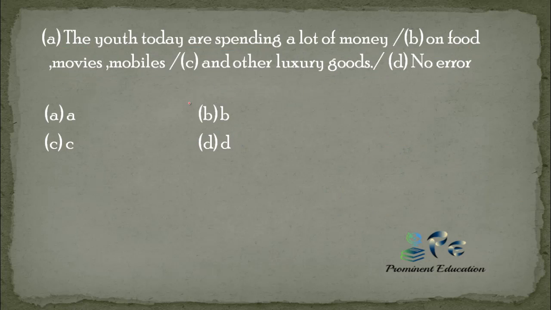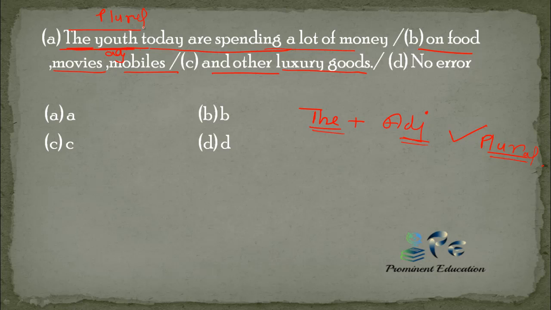Now moving on to the next question. The youth today are spending a lot of money on food, movies, mobiles and other luxury goods. Now let me tell you a rule. Whenever you have the plus adjective form, it is always plural and gets a plural verb. So here you can see "the youth", the plus youth is adjective here, so this is plural and gets a plural verb. So the subject of your statement is plural, it will get a plural helping verb.